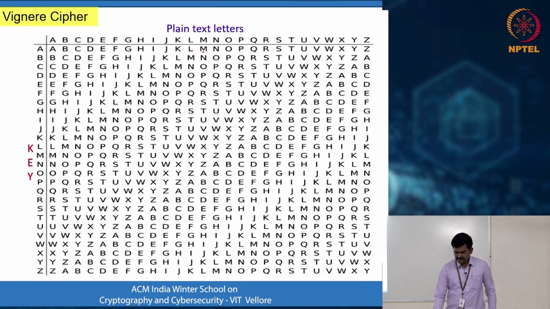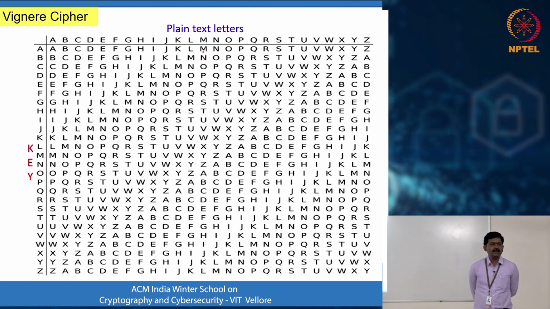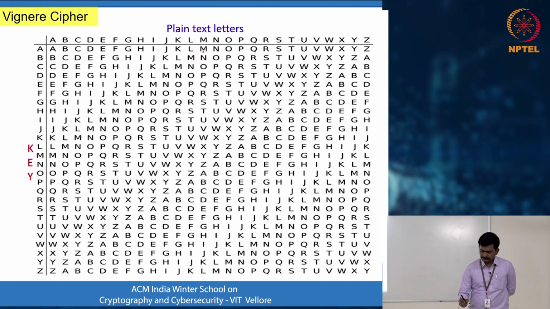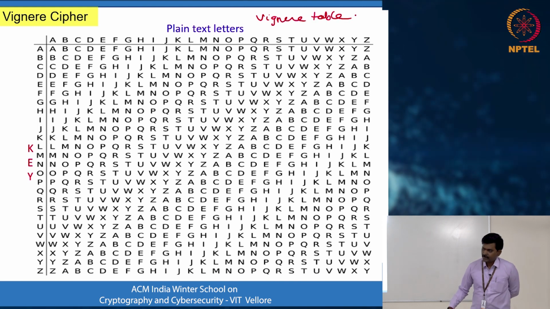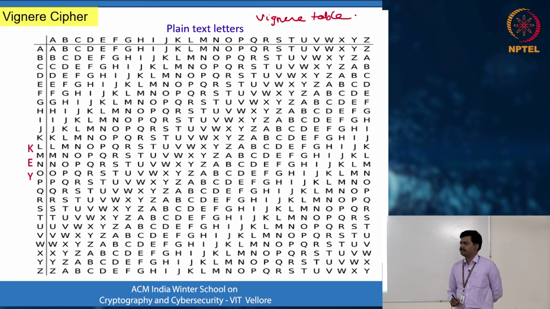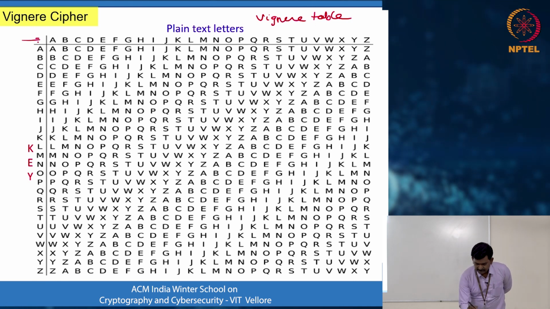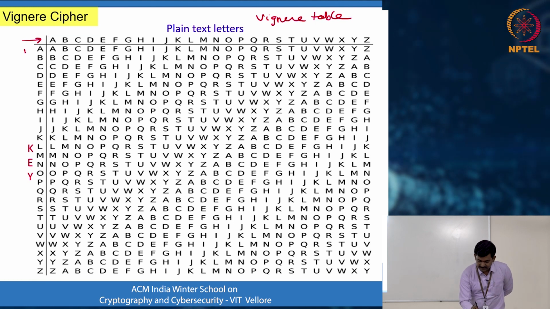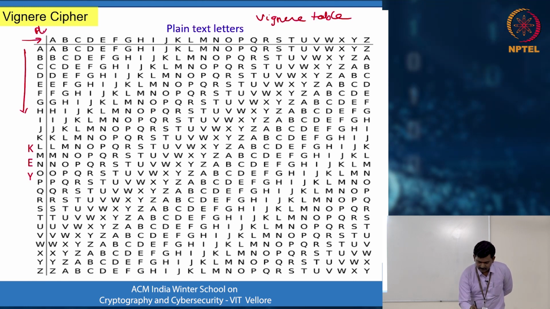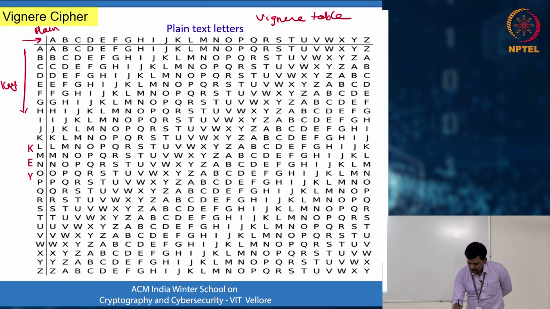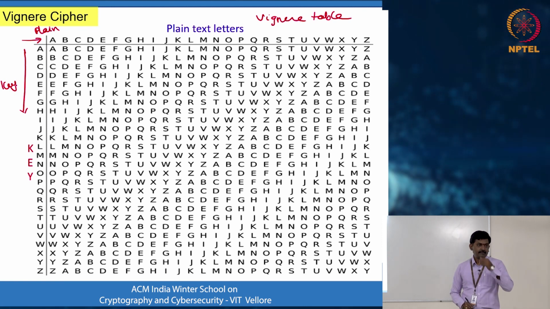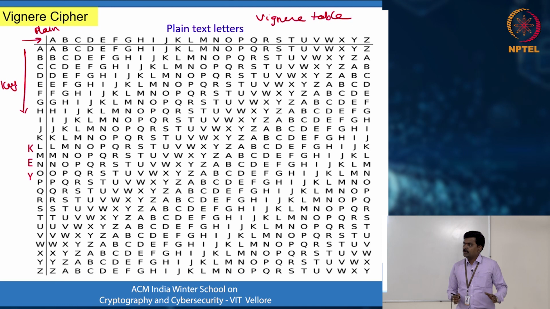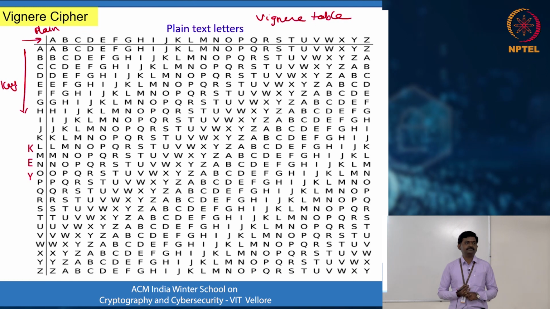So this is the table that it uses. This is called the Vigenere table. These are all plain alphabets, these are all the key, and what is inside are the cipher alphabets. Now, notice this table. What do you observe?